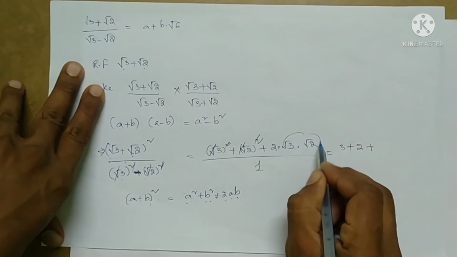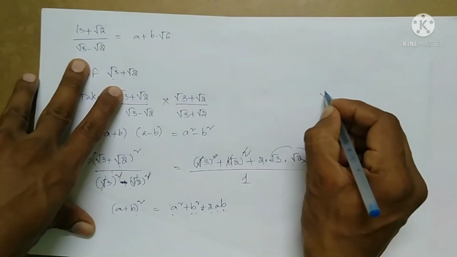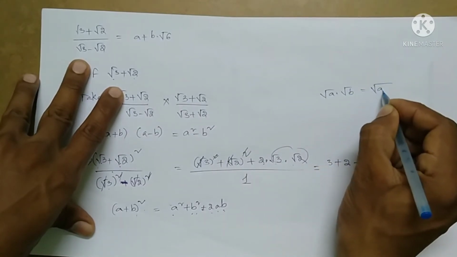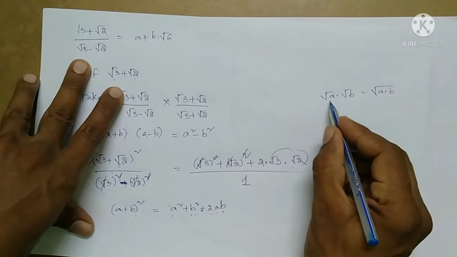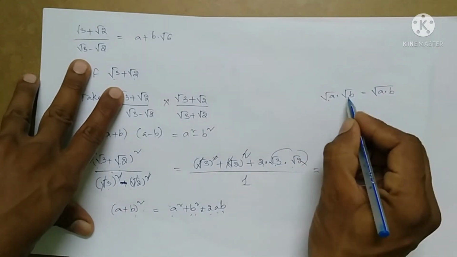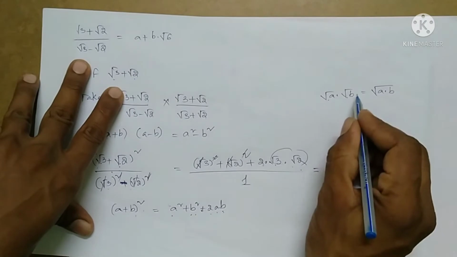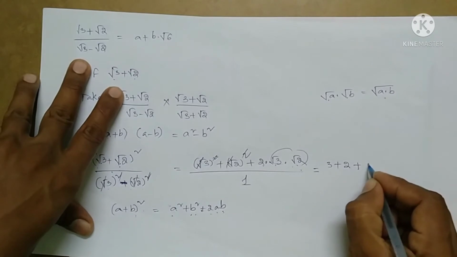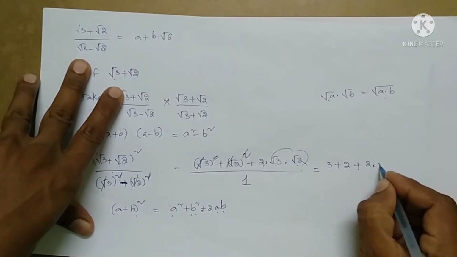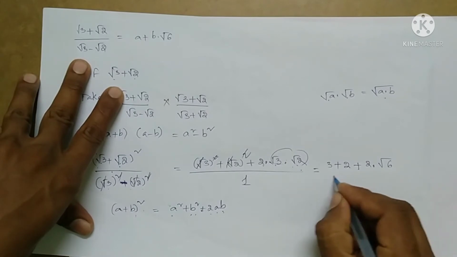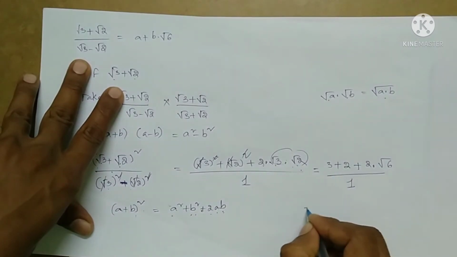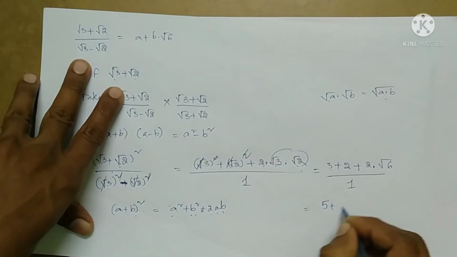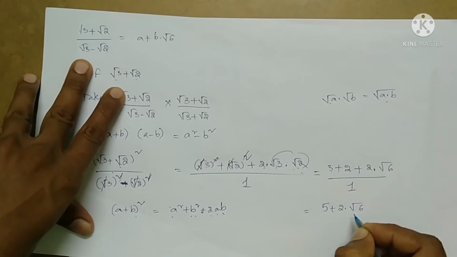So these both are in the form of root a into root b. What is the result? Under root a into b, right? So the result is under root 3 into 2. So 2 into root of 3 into 2 means square root of 6. So that is equal to 3 plus 2 is equal to 5 plus 2 into root 6.